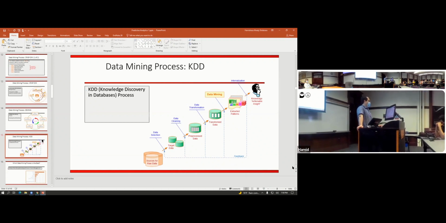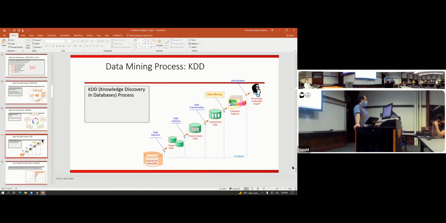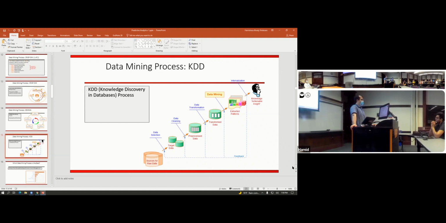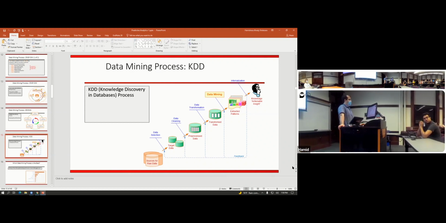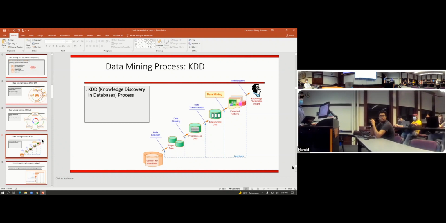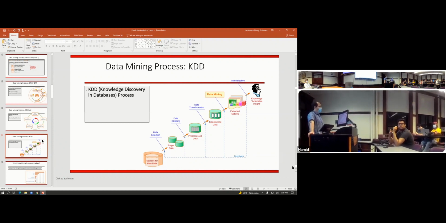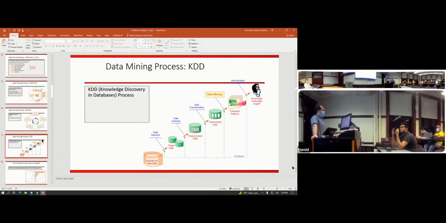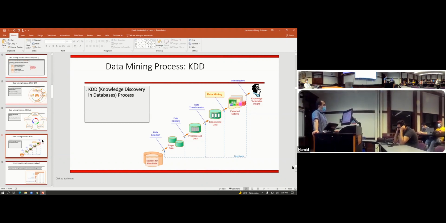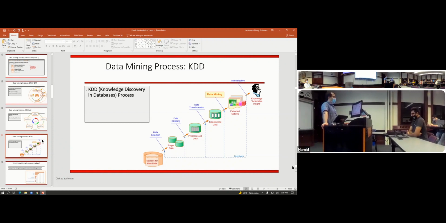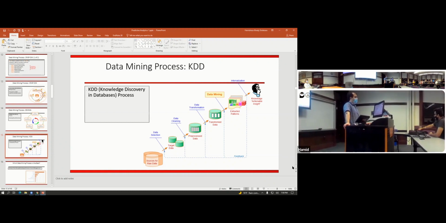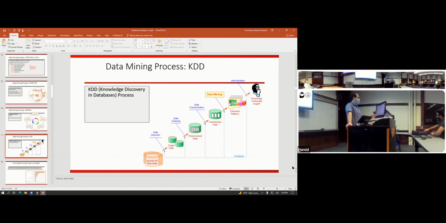KDD, again, similarly, as you see, we have data selection. Instead of data preparation here, this is data cleaning. You transform your data. In extracting patterns, you apply your data mining algorithms, and if the accuracy or any performance measure that you have is good, then instead of deploying, you use it as knowledge. And as you see, in each step you might go back and forth based on the feedback.